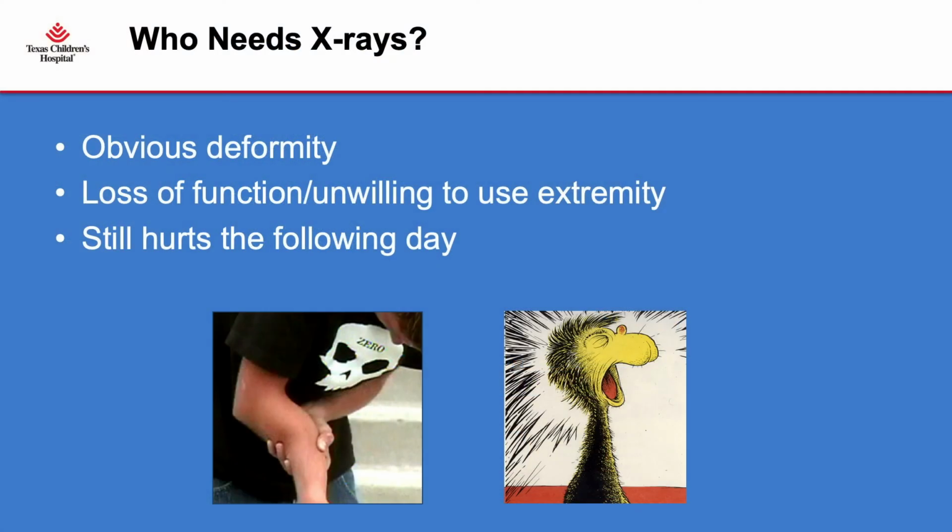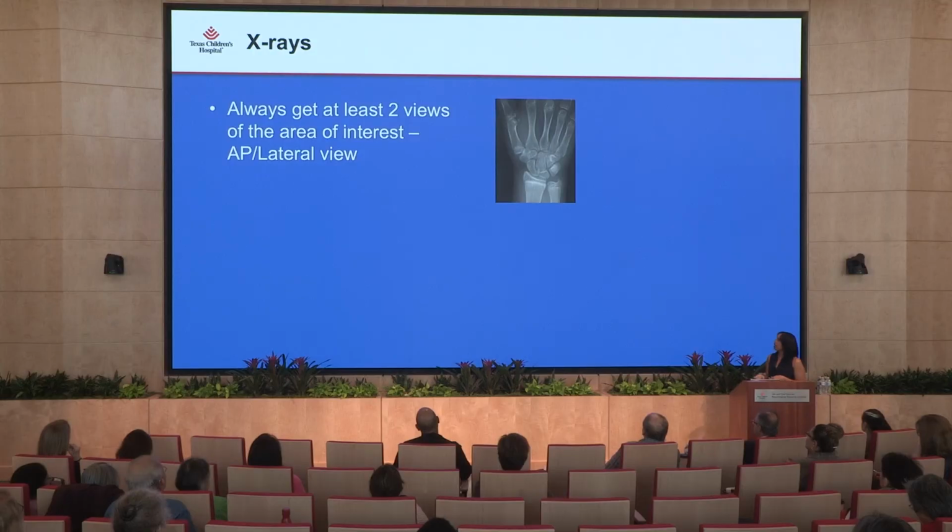So who needs x-rays? You don't want to get x-rays on every bump or contusion. You want to get x-rays appropriately, not expose patients to excess radiation. So if there's obvious deformity, then it clearly needs an x-ray. If there's any loss of function or the patient's unwilling to use the extremity, I would say that's another indication. And then if they present to you in a delayed fashion and it's been a couple days and they're still having pain, it's an appropriate time to also get x-rays. Again, always get 2-view x-rays of the area of concern.